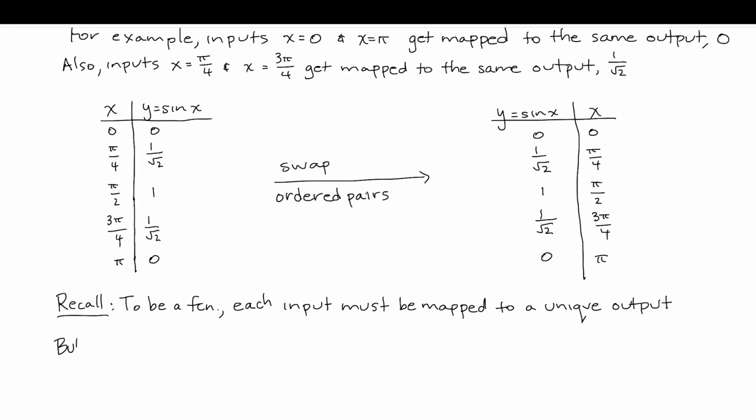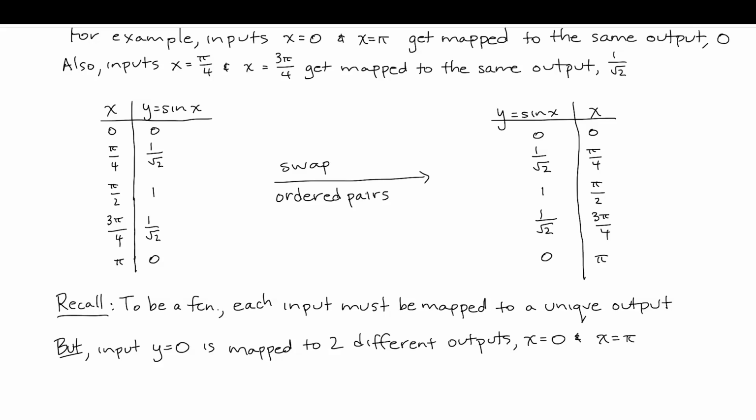But in this case, using the table of values on the right, which is for the inverse, the input 0 is mapped to two different outputs in this table: 0 and pi. All right, so I'm talking about the inverse.